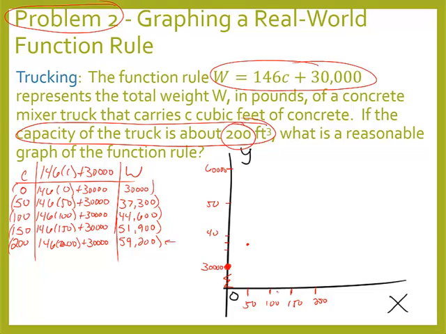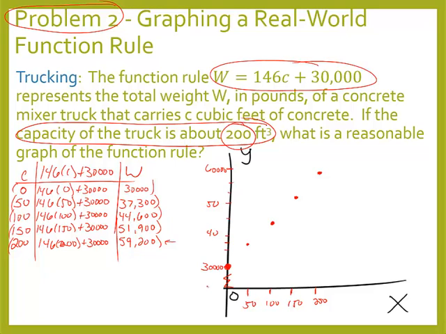Then 100, 44,600, which is about 45, right? So we can just say right there, in between 40 and 50. And then 150, 51,900. So I'm going to say like right there. And lastly, 200, 59,200. So right approximately there. Now before you draw your line, what do you think about this?